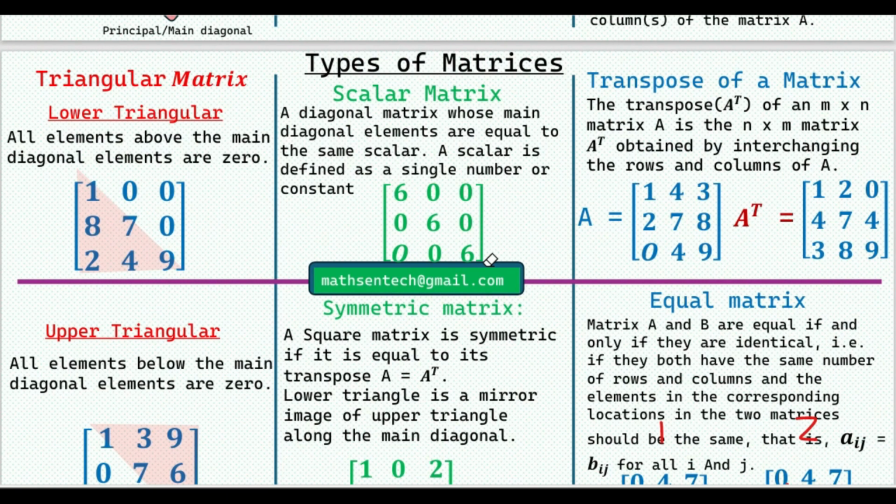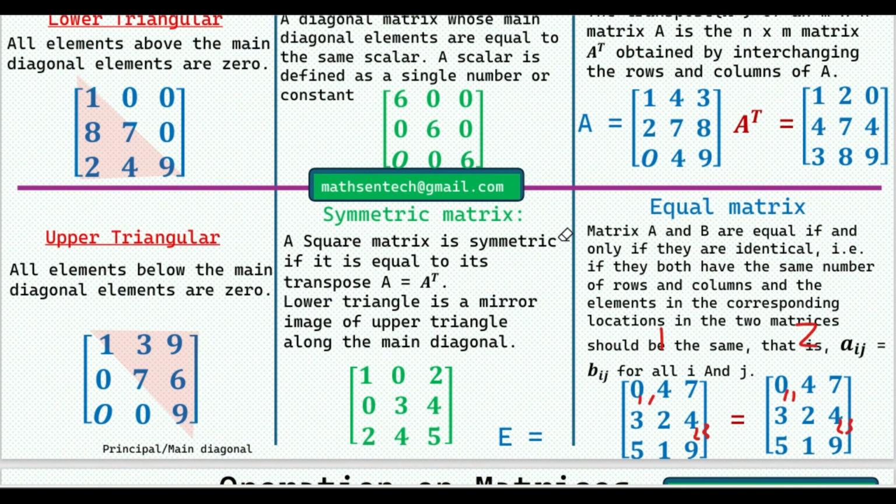Let's now go to the equal matrix. Okay, so matrix A and B are equal if and only if they are identical. That is, if they both have the same number of rows and columns, and the elements in the corresponding locations in the two matrices should be the same. That is, Aij is equal to Bij for all i and j. So i and j here represent, of course, the rows and j the columns.